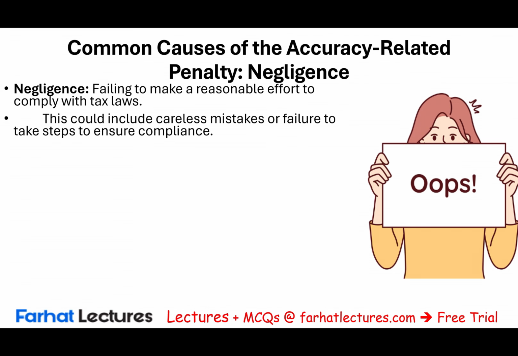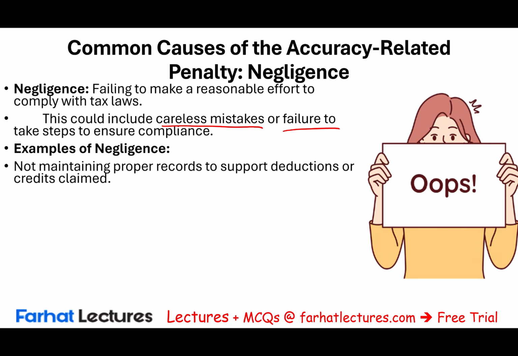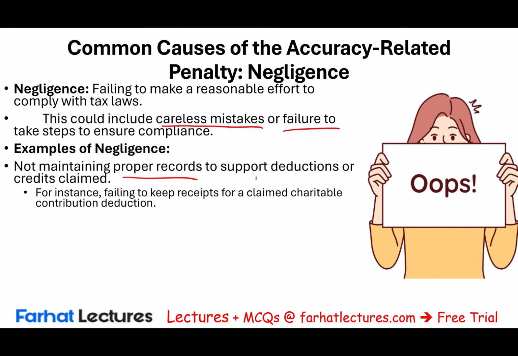And this could include what? Careless mistakes. You're just not following the rules. Failure to take steps to ensure compliance. So what could be some examples from the real world? For example, not maintaining proper record to support certain deductions or credit claimed. So when you claim a deduction, let's assume charitable contribution, you need to keep a record. If you don't keep a record, well, failing to keep a record, that's part of negligence. You might indeed have made that contribution, but the taxpayer is not keeping the record. For example, failing to keep receipts for claimed charitable contribution.